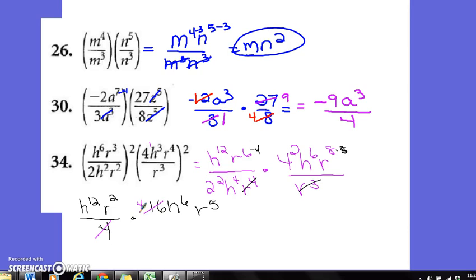And side by side to multiply. So in the end, you are going to get 4. Let's look at the h's. 12 and 6 give you h to the 18. Look at the r's. 2 and 5 give you r to the 7th. So here is your answer.